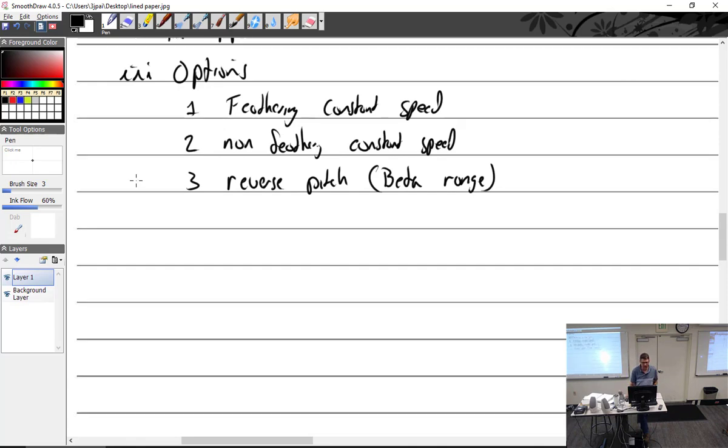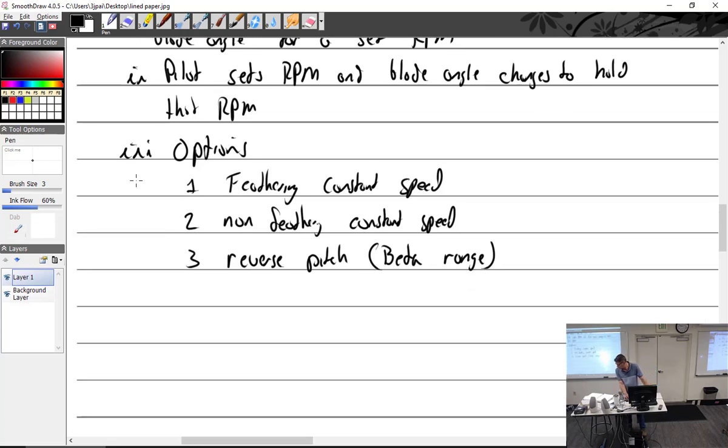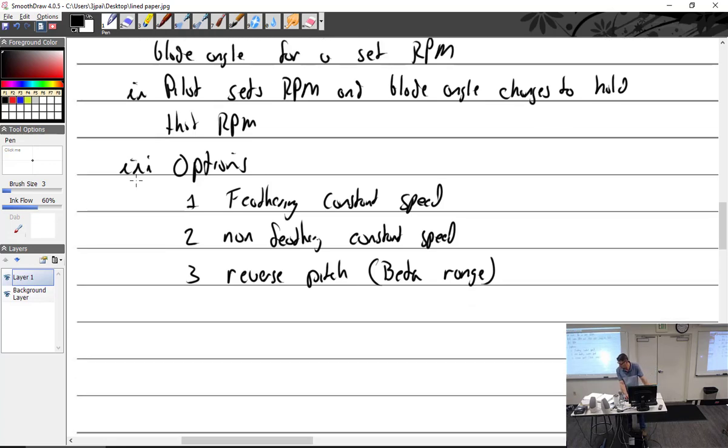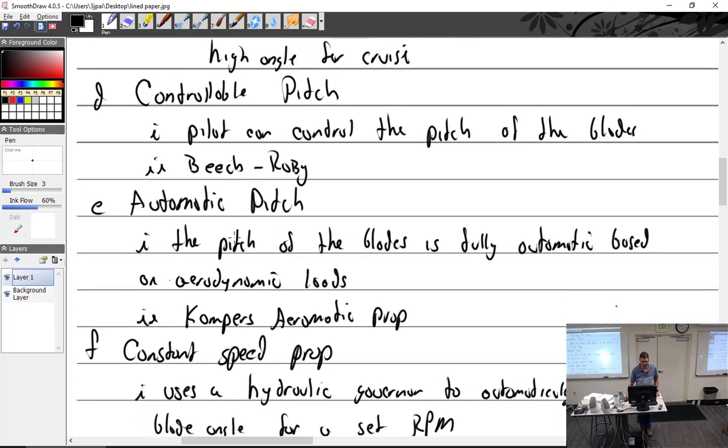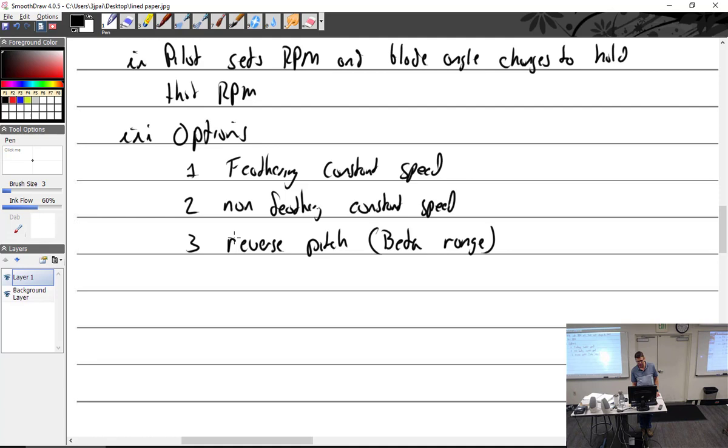1, 2, 3, what have I got here? So the regular is the same as the non-feathering? A regular, yeah, just non-feathering. I don't know where I'm at here. Controllable, automatic, constant speed. I guess I'd make this G then. Test clubs.